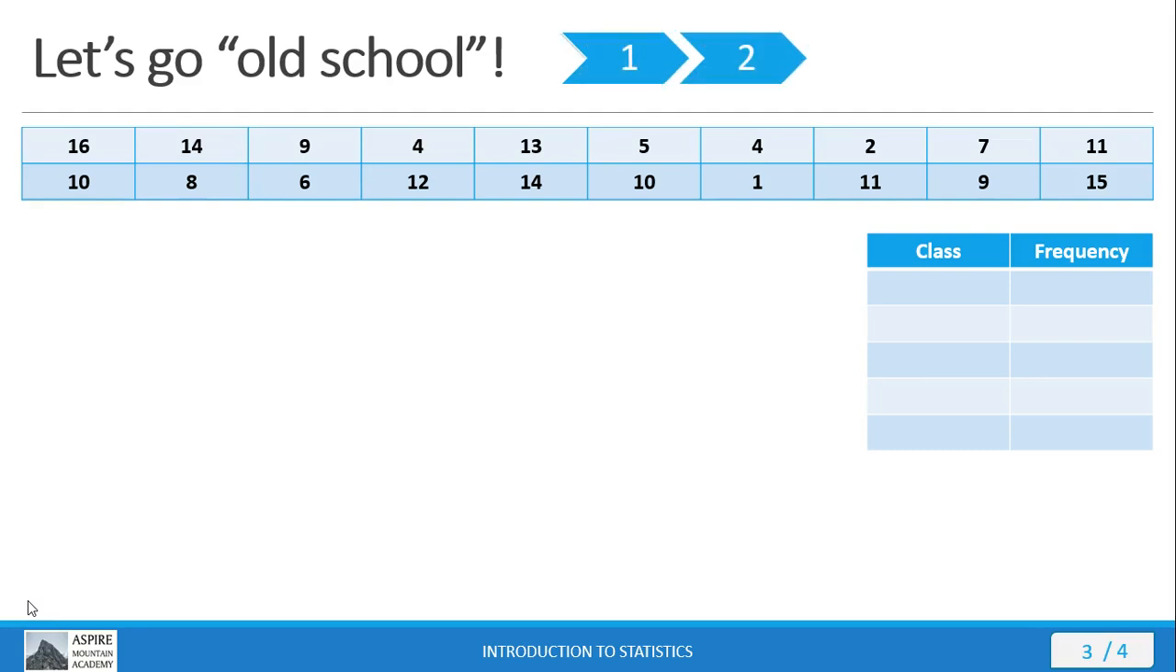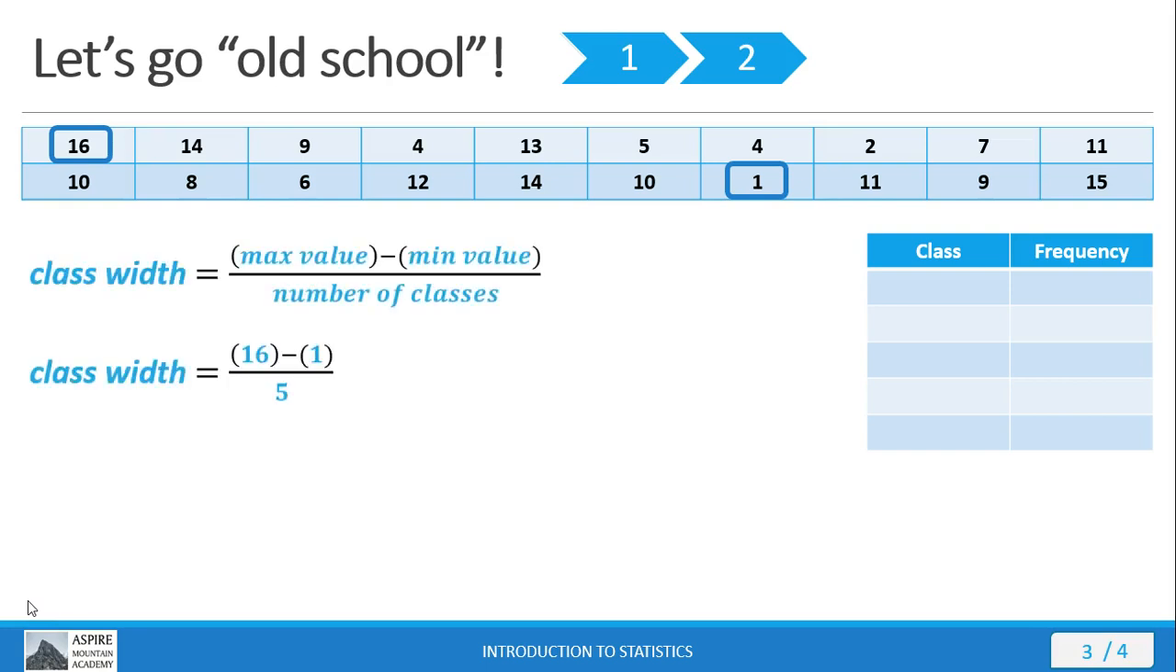Okay. Next, we calculate the class width. To do that, I need to go to the data and find the maximum and minimum values. Then I take those with the number of classes and plug them into my formula. When I run that through my calculator, I get 3. So 3 is the class width. Next, I select my starting point. Usually the minimum value serves well here. And that's what we'll do here.